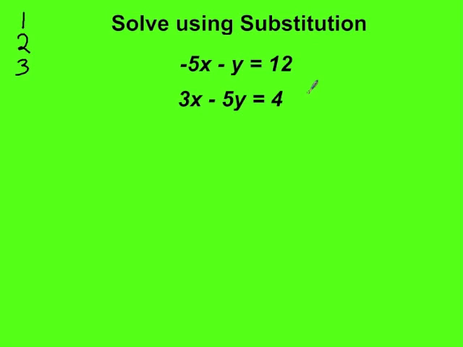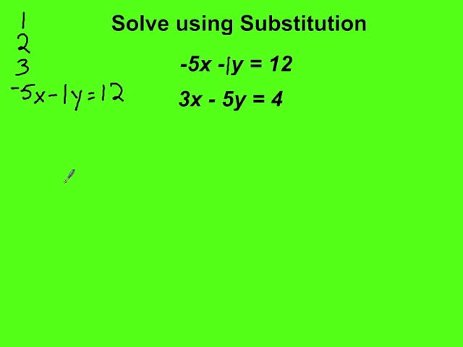But I'm going to try and get a variable that already has nothing with it, that I can get by itself. So we have -5, 3, -5. There's nothing in front of this y. We know from the past that there's actually a 1. We just don't always write it, which is all right. But since that's a 1, I'm going to solve for that y. So I have this equation, -5x minus 1y equals 12.